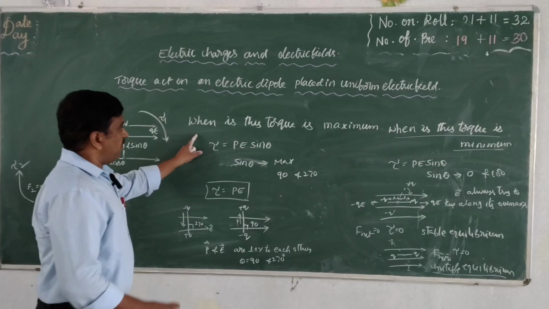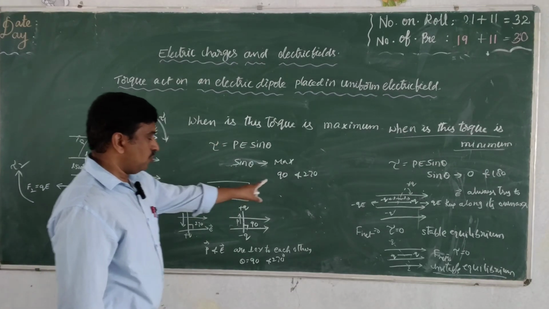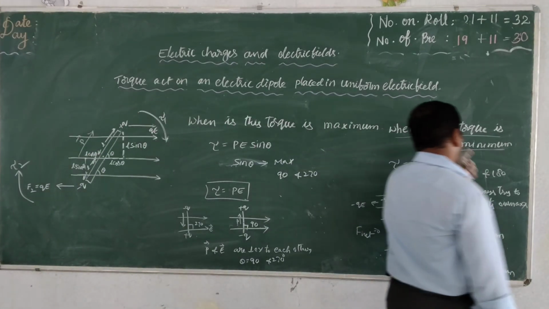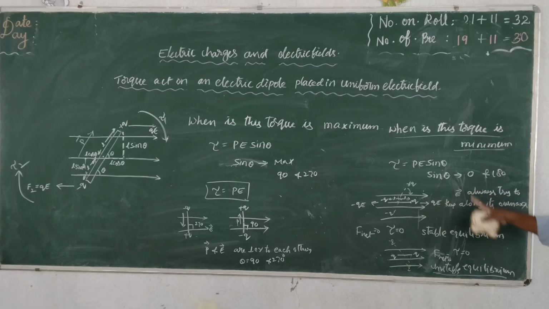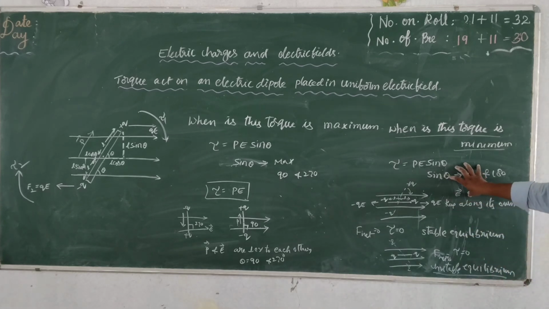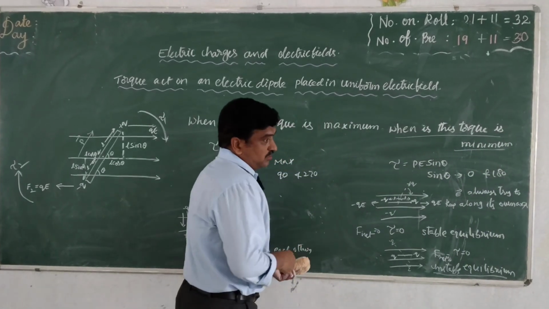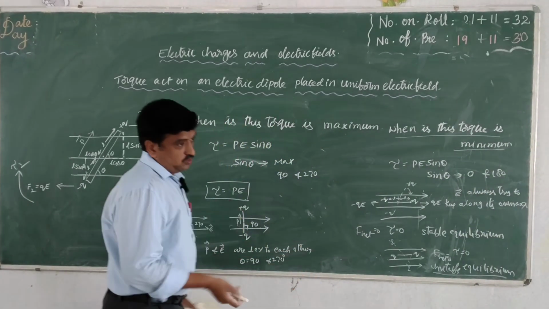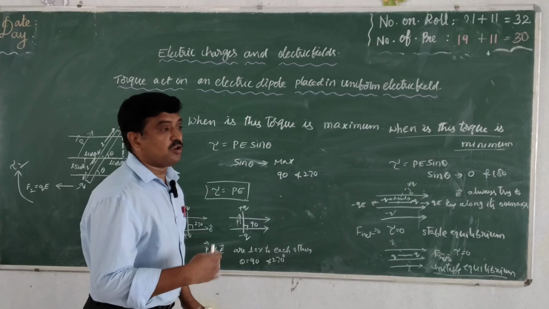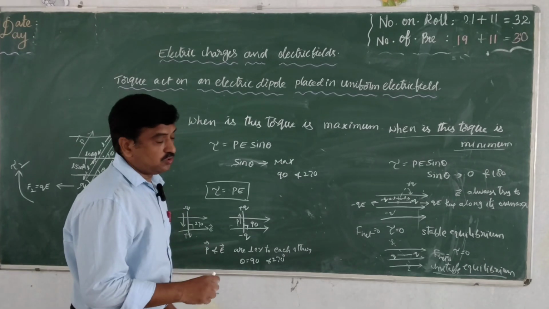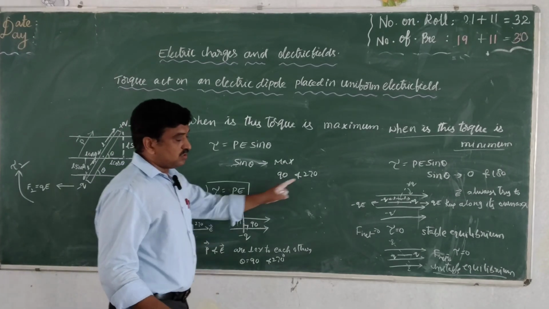The torque is maximum when theta equal to 90 and 270. The torque is minimum when theta equal to 0, which is stable equilibrium, and theta equal to 180, which is unstable equilibrium. In these cases, torque and force both are 0. Net force is always 0, but torque may or may not be 0. In some cases it is not 0, and in this case it is 0.